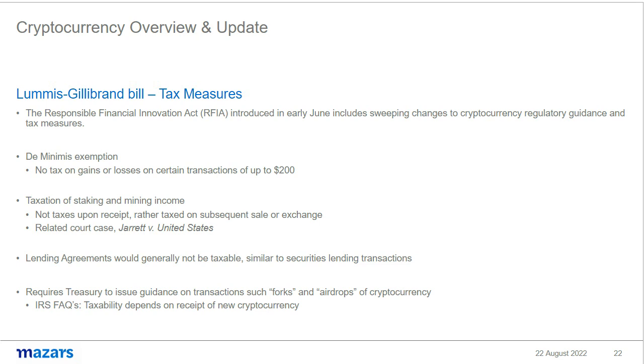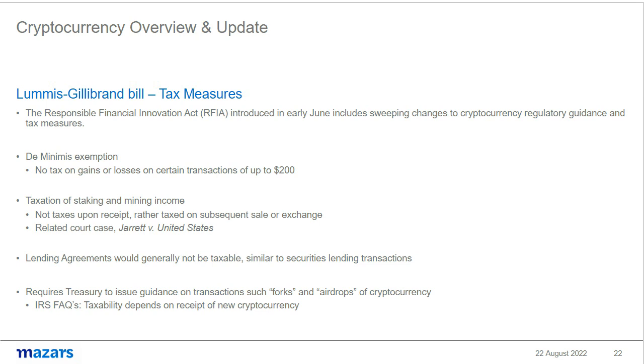Looking at some of the highlights from the tax measures first, the one that's gotten the most attention is the de minimis exemption. The de minimis exemption would effectively allow for no tax gain or loss to be recognized for certain transactions up to $200. The intent for this exemption is to alleviate the administrative burden that would come with using cryptocurrency for everyday goods and services. So, for example, if for some reason I decided to buy a cup of coffee every day and use cryptocurrency to pay for it, I would actually have to calculate a tax gain or loss every day that this occurs.